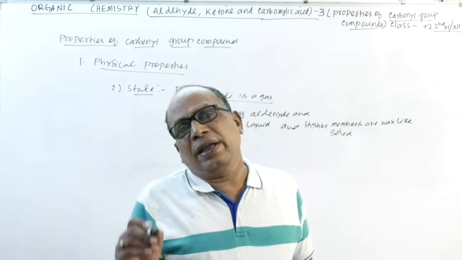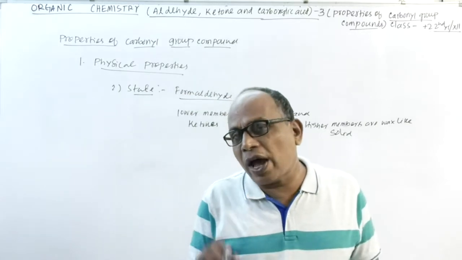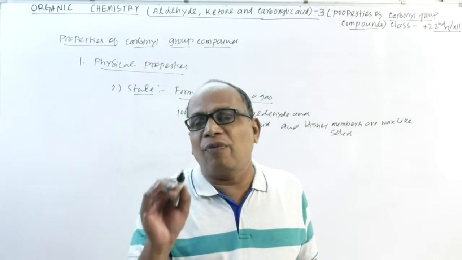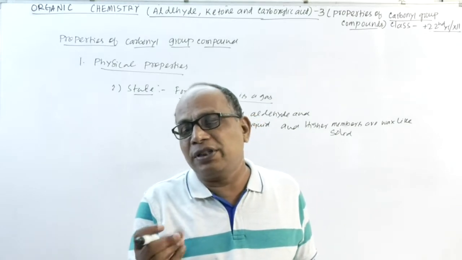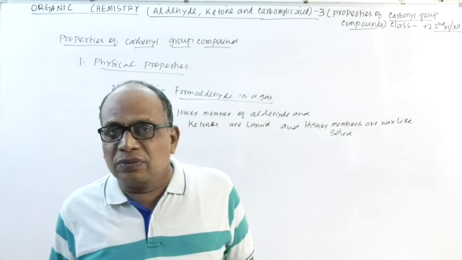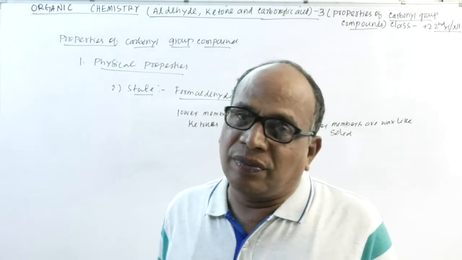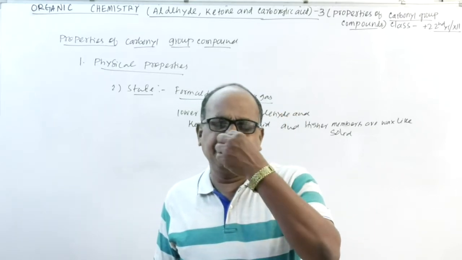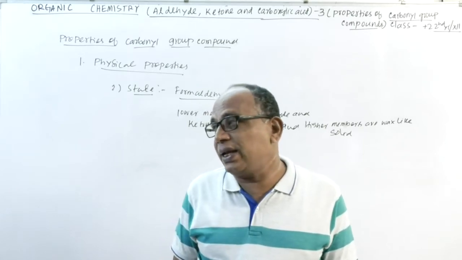And the lower member ketone is acetone. Acetone is a volatile liquid with characteristic odor. You know, acetone means your nail polish remover. Okay? And it has a characteristic odor. When the molecular mass of the ketone increases, the physical state changes from liquid to wax-like solid.